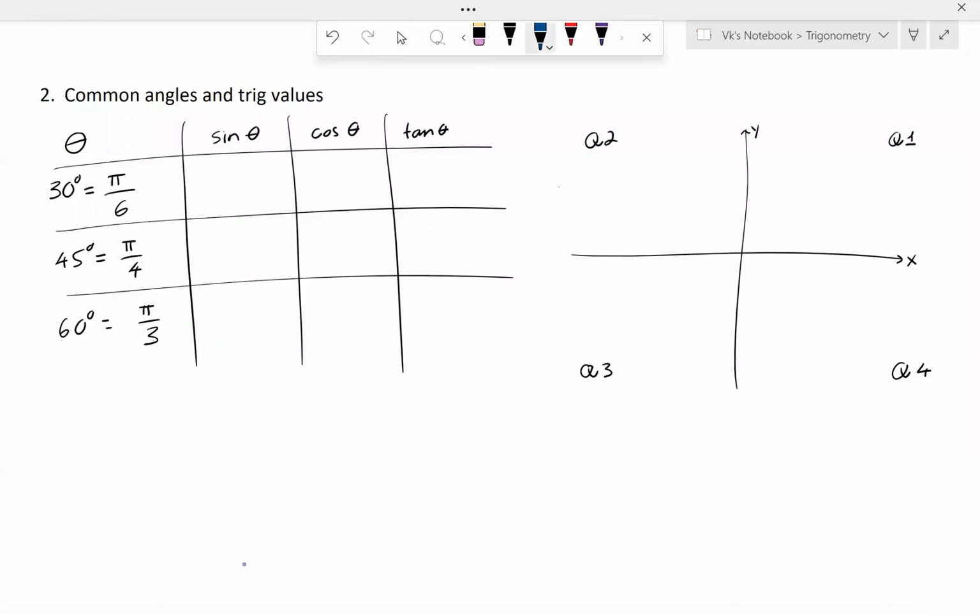Okay, so we have 3 common angles: 30 degrees, which is pi over 6, 45 degrees, pi over 4, 60 degrees, pi over 3. Sine pi over 6 is 1 over 2. Sine pi over 4 is root 2 over 2. Sine pi over 3 is root 3 over 2. And then because we know cosine of the angle is sine of pi over 2 minus the angle.